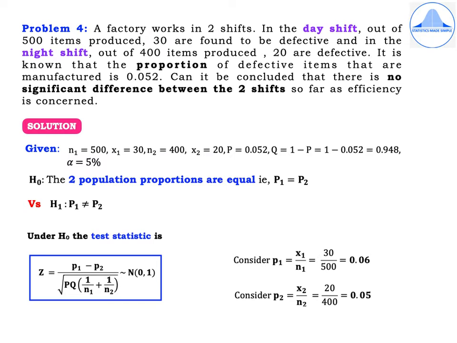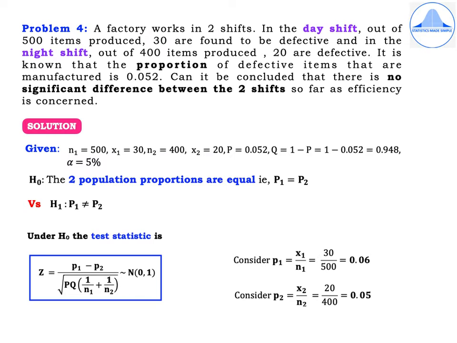Next, write H naught. The two population proportions are equal, that is capital P1 is equal to capital P2, versus the alternative, which will be two-tailed because they have asked us to check whether we can conclude that there is no significant difference between the two shifts. That means H1 is P1 is not equal to P2. Then write the test statistic. Under H0, the test statistic is Z equal to P1 minus P2 by root of PQ into 1 by N1 plus 1 by N2, which follows normal 0, 1.